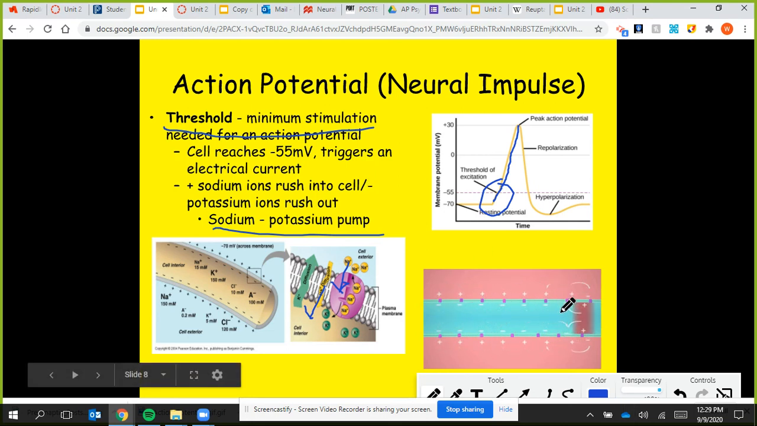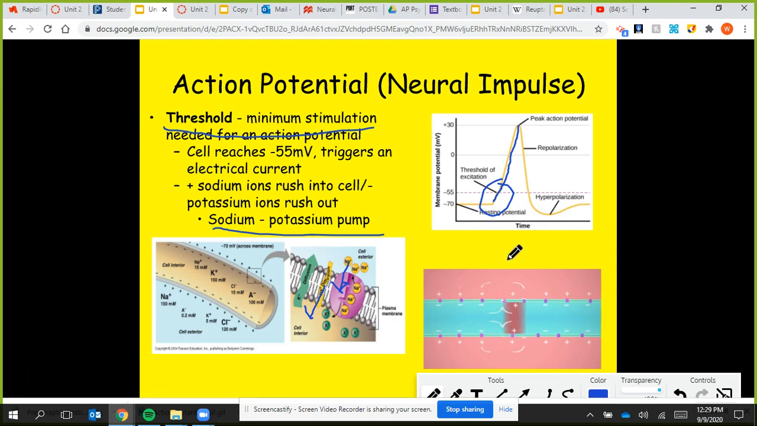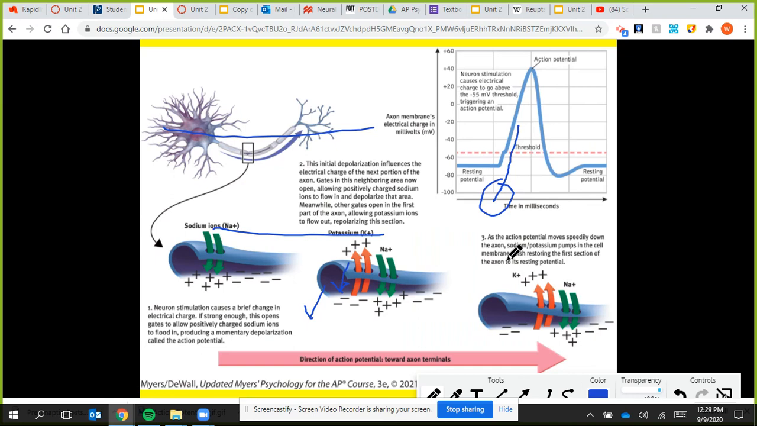Okay, so you can see right here. Basically, in an axon, there are gates, and a gate will open, and the electrical current will travel through it, and then another gate will open, and another gate, and so on and so forth. Now, the threshold is when the depolarization reaches negative 55. Once it reaches the threshold, this is really important. Once it reaches the threshold, okay, here's just another diagram right here.